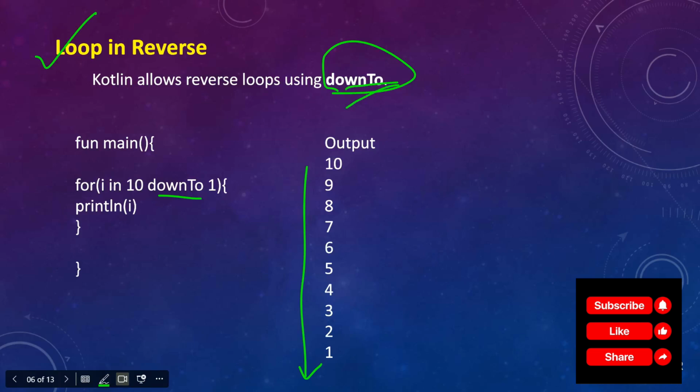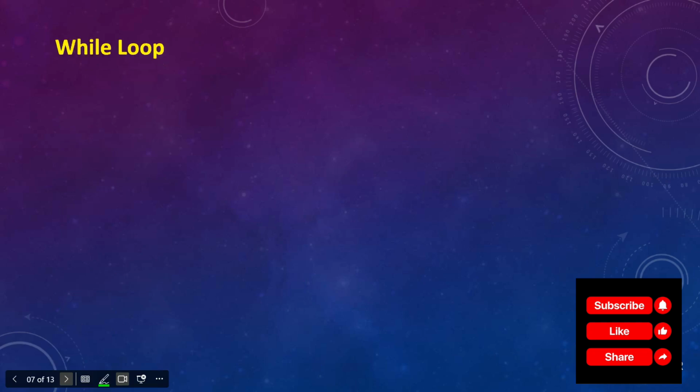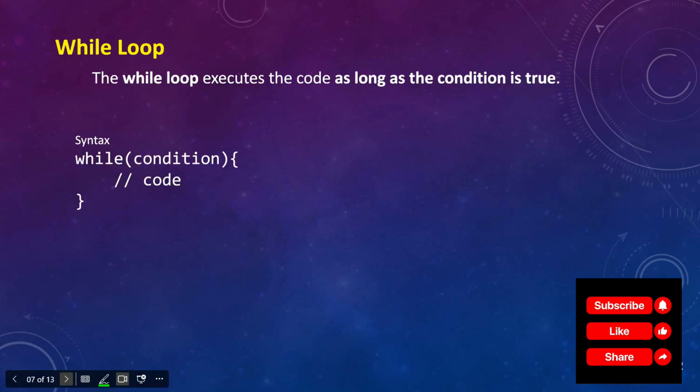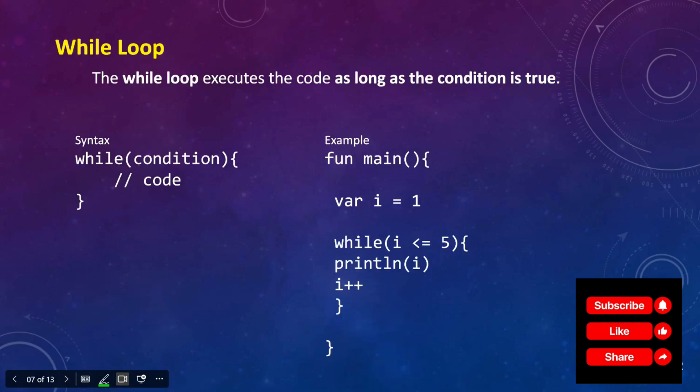Next is the while loop. Very simple. While loops execute the code as long as the condition is true. The syntax is while (condition), and in the curly braces whatever code we want to write. For example, in main, val i equal to 1, while i less than or equal to 5, println i, i plus plus.